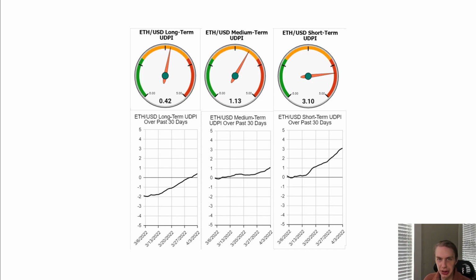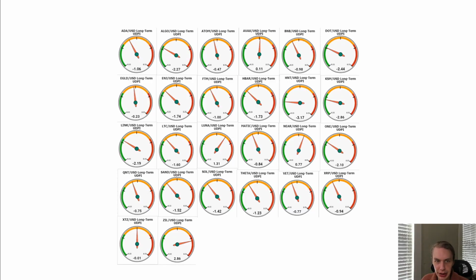So you need to interpret these based on your thesis, right? Do you think that we're just in a relief rally, in which case you might see a short-term UDPI at 3 as being very concerning, or do you see this as part of a broader rally to the upside, in which case this could just be a slow down point in a broader uptrend that's going to follow? So just something to keep in mind as you interpret these data.